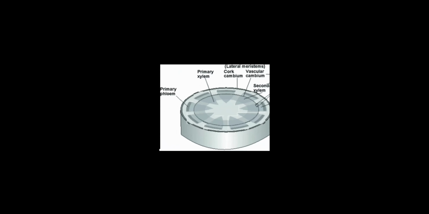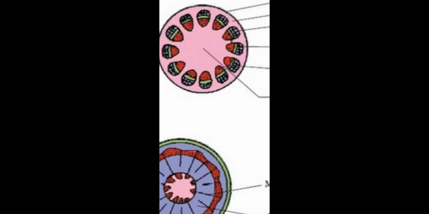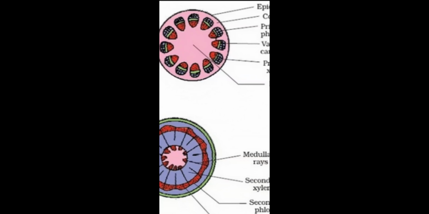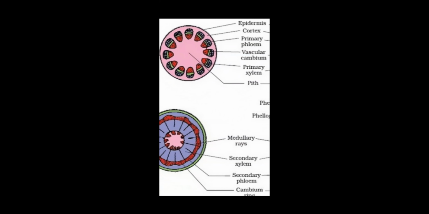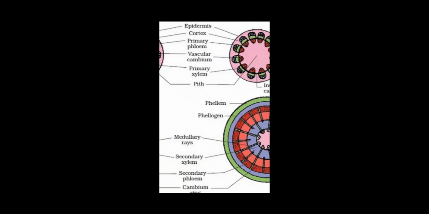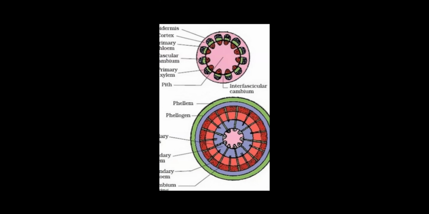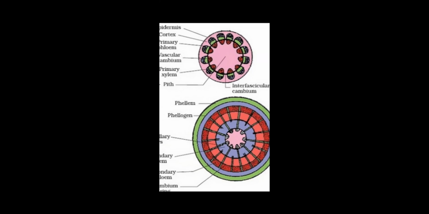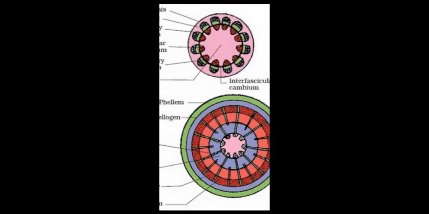देखिए वास्कुलर केम्बियम का पैच दिखाया है यहां पर. और ये कॉर्क केम्बियम का पैच दिखाया है. और मिलके बनते हैं लेटरल मेरिस्टेम। Okay, I think you have understood this again and again, not needed to go through.